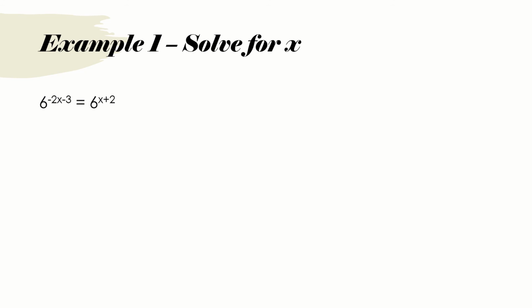So we have 6 to the power of negative 2x minus 3 equals 6 to the power of x plus 2. Here's the key insight for the problems that you're going to be working on today. If you have a to some power b, and that's equal to the same base a to another power c, that means that the two powers are equal to each other. And this only works if the base is the same.